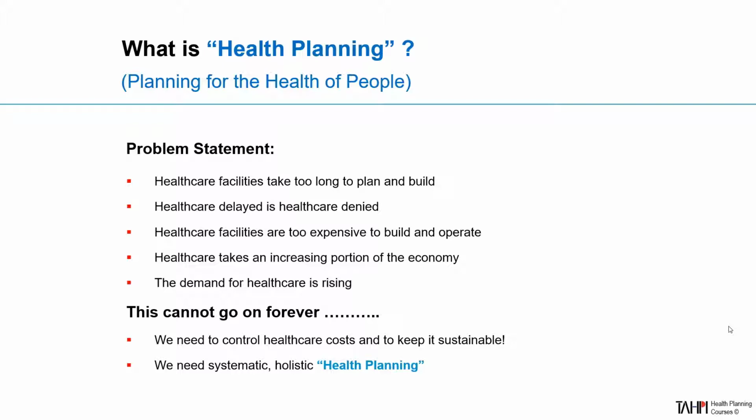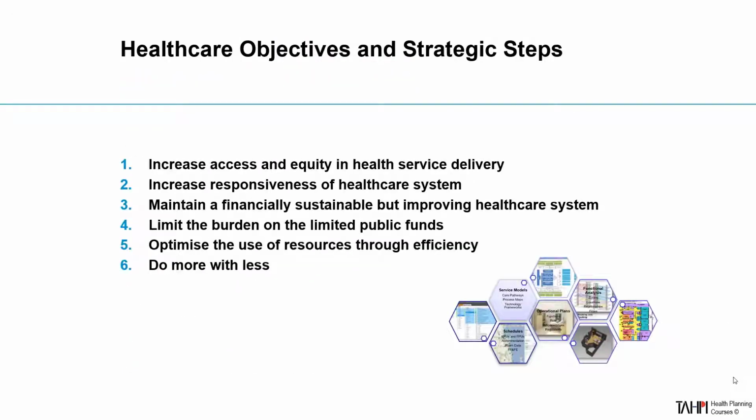Healthcare facilities are too expensive to build and operate. Healthcare takes an increasing portion of the economy. The demand for healthcare is rising. We conclude that this cannot go on forever. Therefore, we need to control healthcare costs and to keep it sustainable. We need systematic, holistic health planning. That is what the rest of this course focuses on.